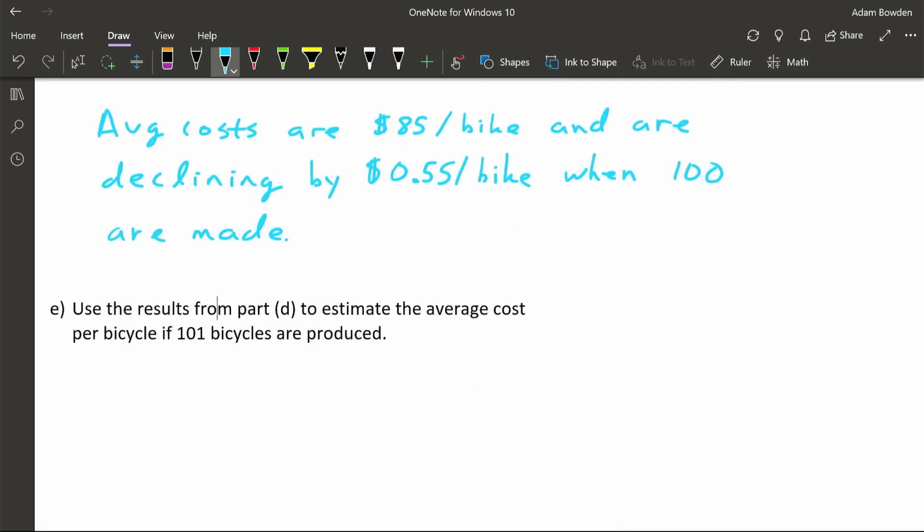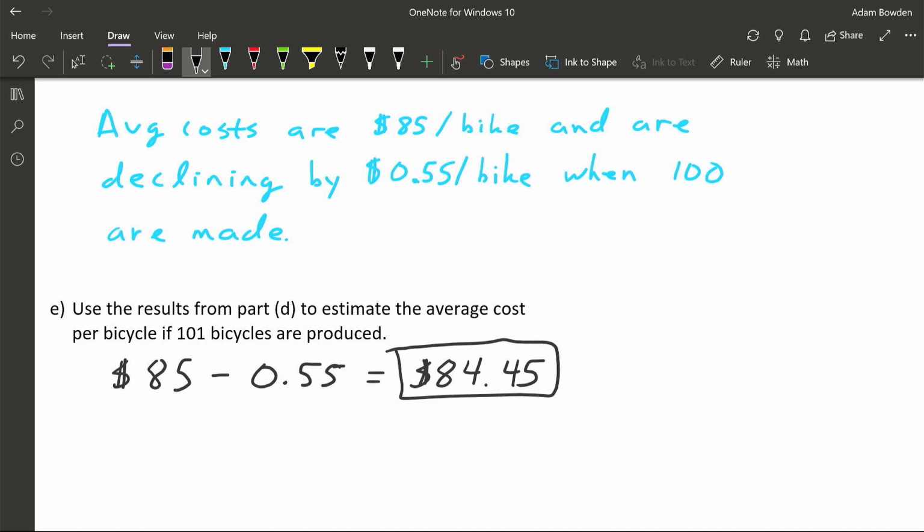Now, the last part says to use the results from the last one to estimate the average cost if 101 are made. Well, since costs are declining by approximately 0.55 or 55 cents, we can take the $85 and subtract away the 55 cents rate of change from it, leaving a $84.45 average cost when making 101.